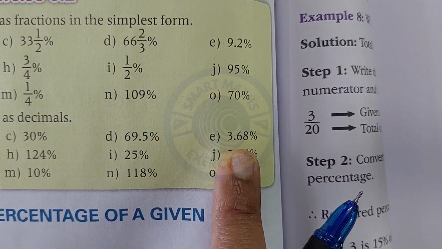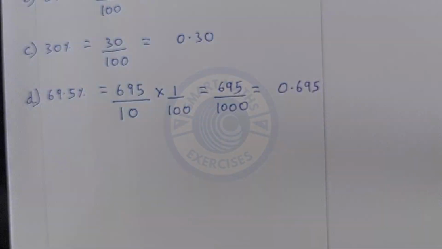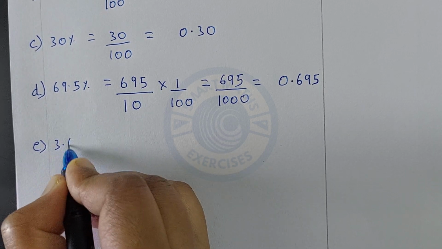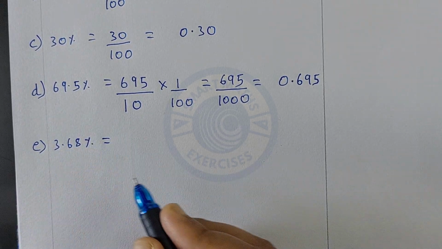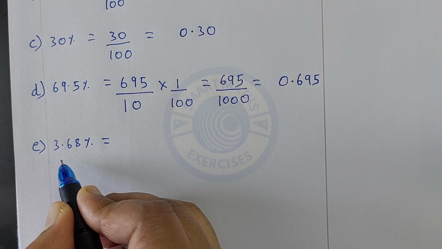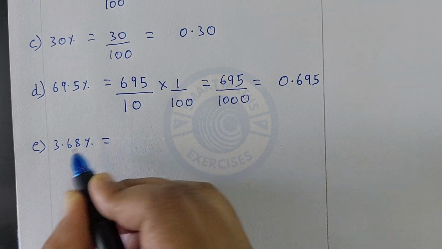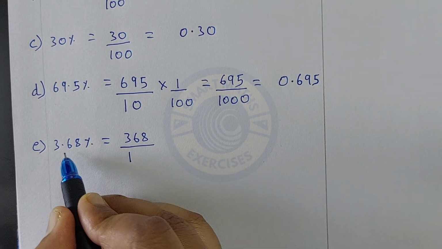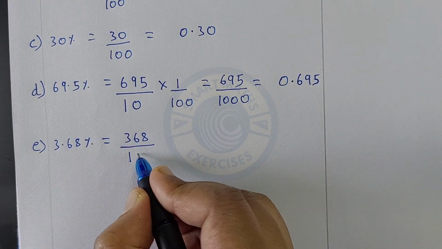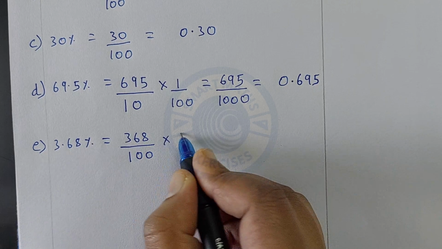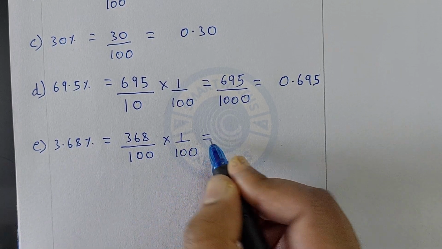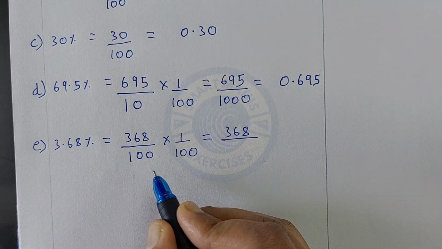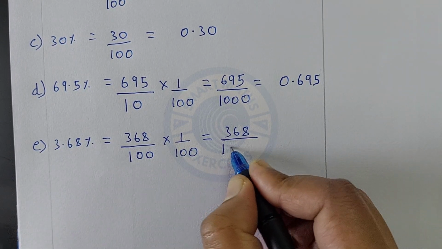Next question is E, 3.68%. So first write the decimal number into fraction. 3.68 becomes 368 by 1. There are two numbers after decimal point, so add two zeros into 1 by 100 equals to 368 ones are 368. 100 into 100 is 10,000.